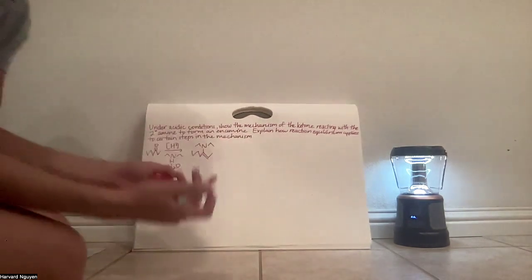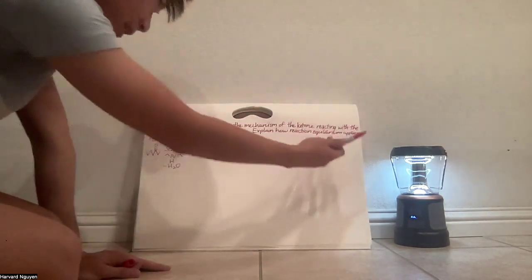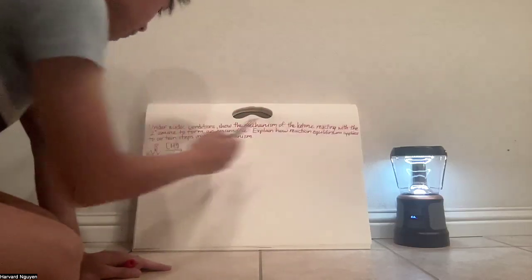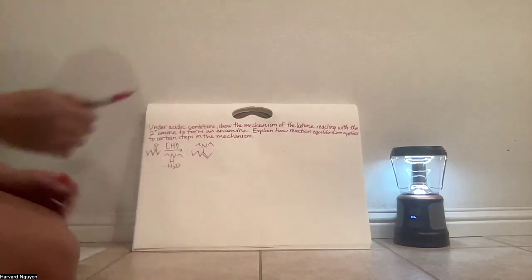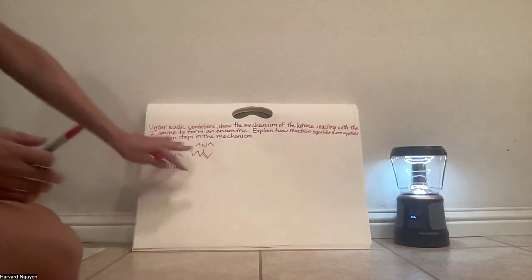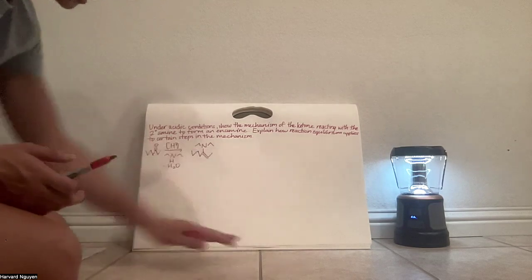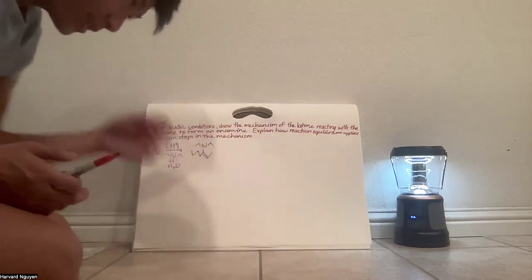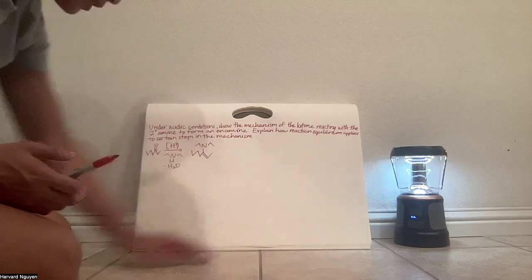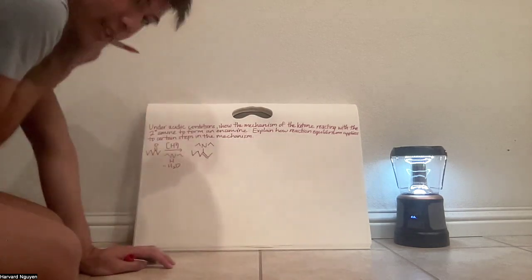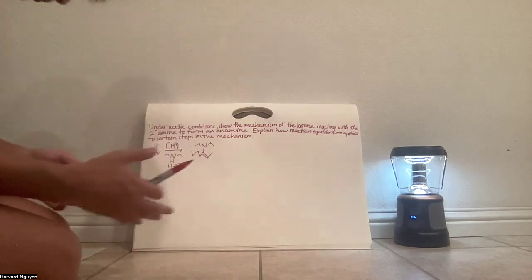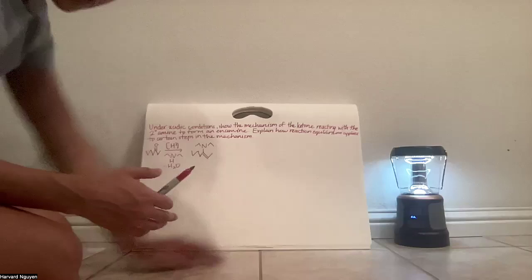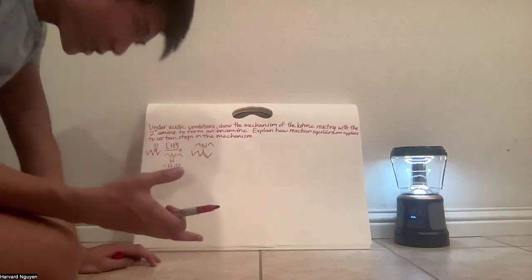All right, so let's read our question together. Under acidic conditions, show the mechanism of the ketone reacting with a secondary amine to form an enamine. Explain how reaction equilibrium applies to certain steps in the mechanism. So first, I'm going to work out the mechanism. It's not too long, but I think it's best if I work out the whole mechanism in one explanation, so you get the general feel of the pattern. And then I'll talk about reaction equilibrium afterwards, and see how it relates to our question.